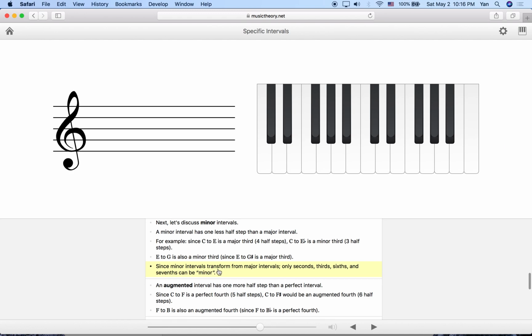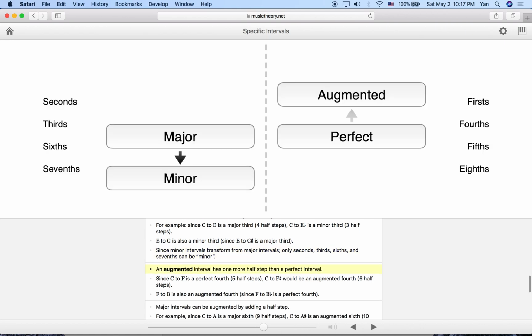So minor intervals transform from major intervals. Only seconds, thirds, sixths, and sevenths can be minor, just like only seconds, thirds, sixths, and sevenths could be major. Okay, let's talk about augmented.